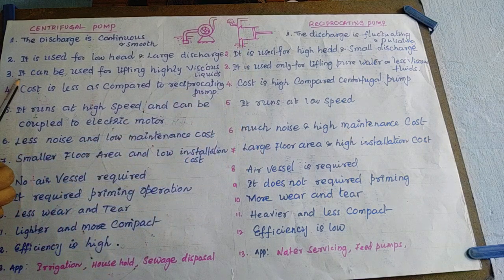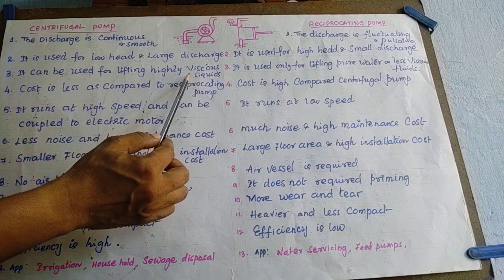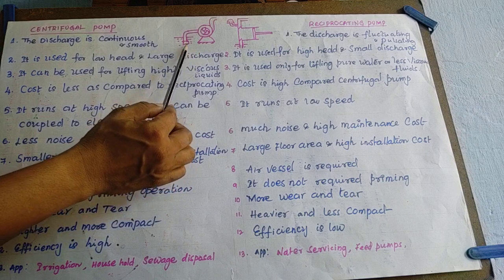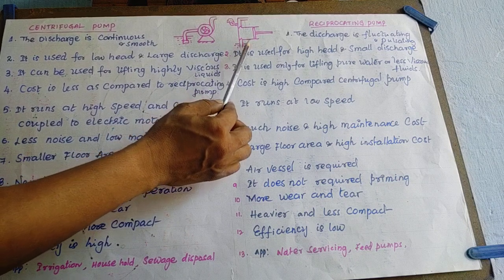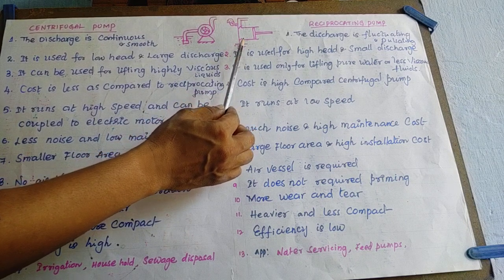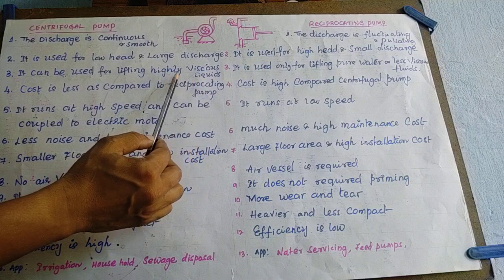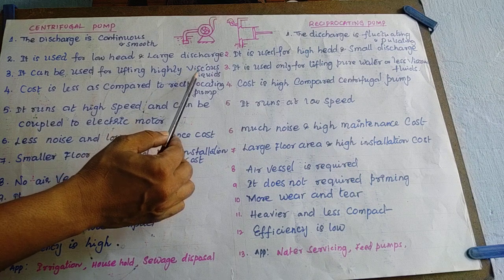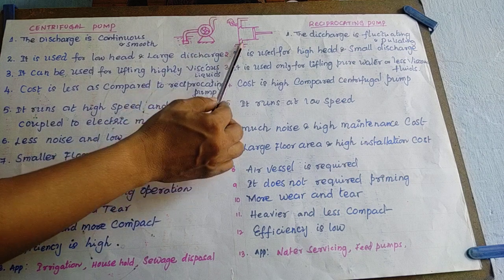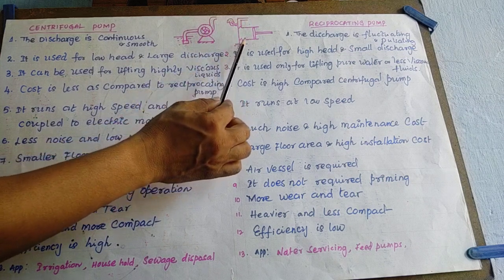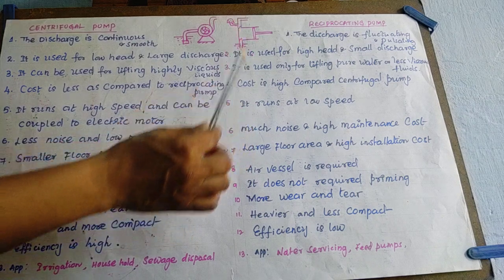Coming to the next, third point, it can be used for lifting highly viscous liquids. So highly viscous liquids can be handled by this centrifugal pump, but only low viscous fluids are handled by this reciprocating pump. Highly viscous liquids means oil or muddy water or any highly viscous alcohols can also be transferred by this centrifugal pump, but here only pure water is capable of being lifted through this reciprocating pump, only low viscous fluids.